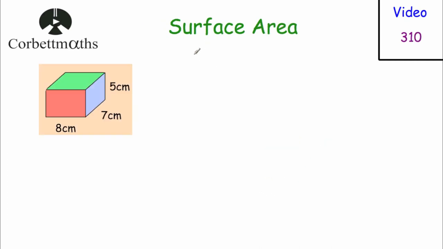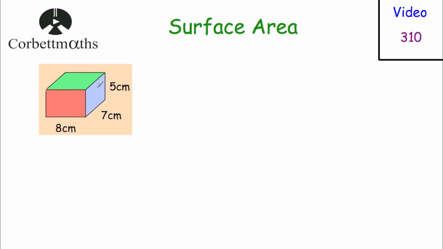This time we've been asked to find the surface area, and here's a cuboid, and we've been asked to find the surface area of a cuboid, and the surface area is the area of all the faces of that particular shape. So this is a cuboid, so it'll have 6 faces. You've got the top, which is green. You've then got the bottom, which would be the same size, it would have the same area.